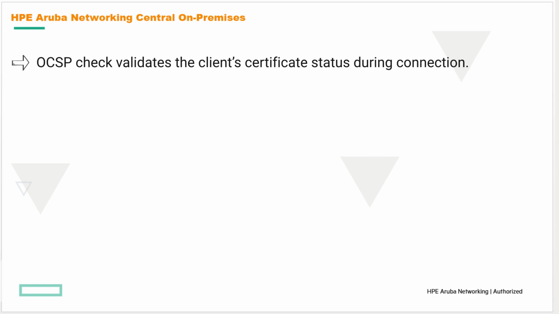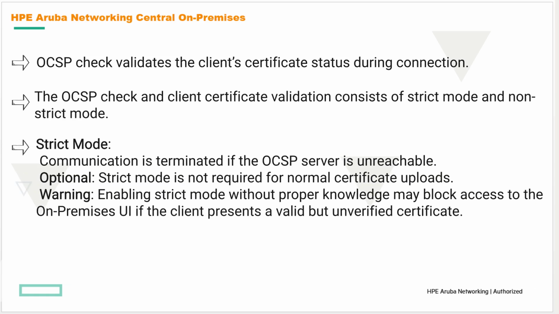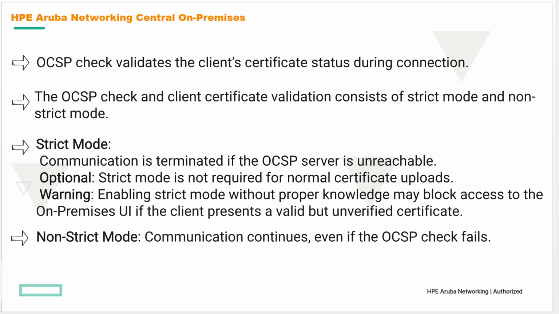The OCSP check ensures the client's certificate is valid. It can run in two modes, strict mode and non-strict mode. In strict mode, if the OCSP server is unreachable, communication is terminated. However, enabling this mode is optional and not needed for regular certificate uploads. Use it cautiously. If strict mode is enabled without proper knowledge, it may block access to the on-premises UI if the client presents a valid certificate that fails OCSP verification. In non-strict mode, communication continues even if the OCSP check fails. Let's take a look at the steps to manage certificates we discussed so far.